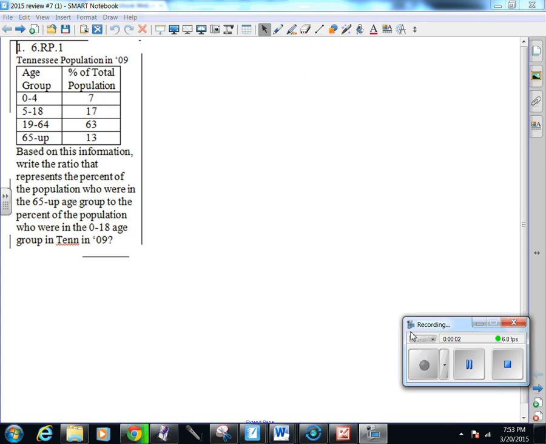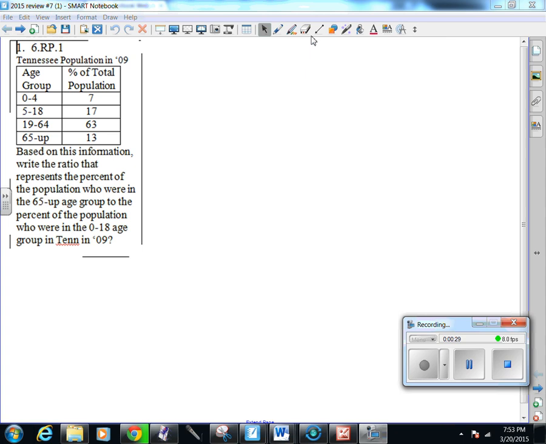Review math number 7. This entire review is a ratio review because it's going to be a big part of your EOG and we haven't studied it for a while. So the first question says, the Tennessee population in '09 was this distribution here. It says, based on this information, write a ratio that represents the percent of the population who were the 65 and up age group to the percent of the population who were in the 0 to 18 age group.